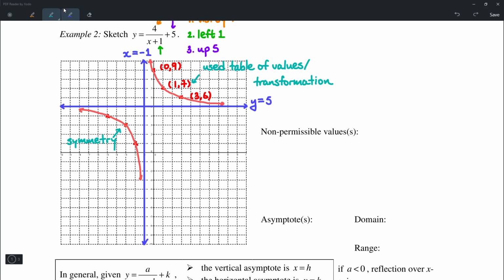Okay, so for this graph, the non-permissible value is just x cannot be -1. The asymptotes, x equals -1, and horizontally, y equals 5. And for the domain and range, we have the corresponding values. X cannot be equal to -1, and y cannot be equal to 5.